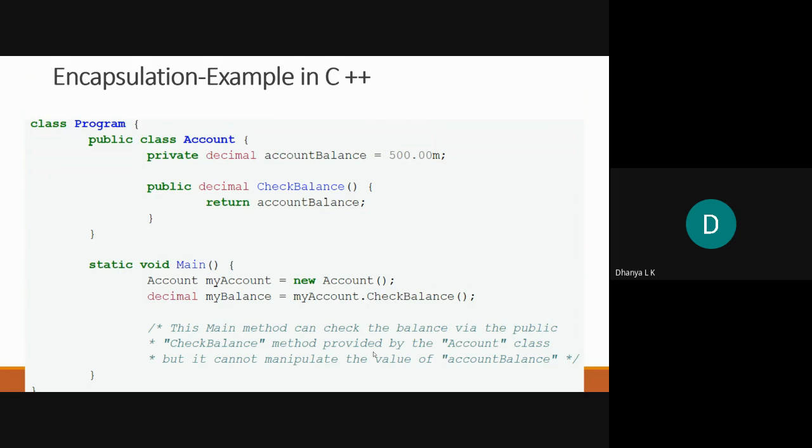Here you can see one class, the class name is program, and inside that class there is a class again, that is account, and inside that there is a variable as well as a function: check balance, and variable account balance. So account balance is a variable, check balance is a function which is included within the class, or we can say they are wrapped inside the class. So this is an example in C++.